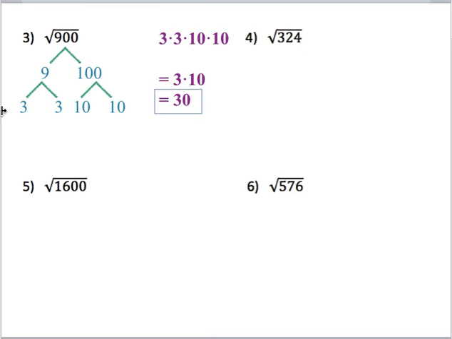Now, the 3s can't get any smaller when you break them down. You can only break them down into 1 times 3, which doesn't shrink it, so you don't bother. But the 10s can if you really wanted to. However, it's already a pair of the same numbers, so I usually don't bother to break it down further if they already match. If I really wanted to, though, I could break it down into 2 times 5 here and here.